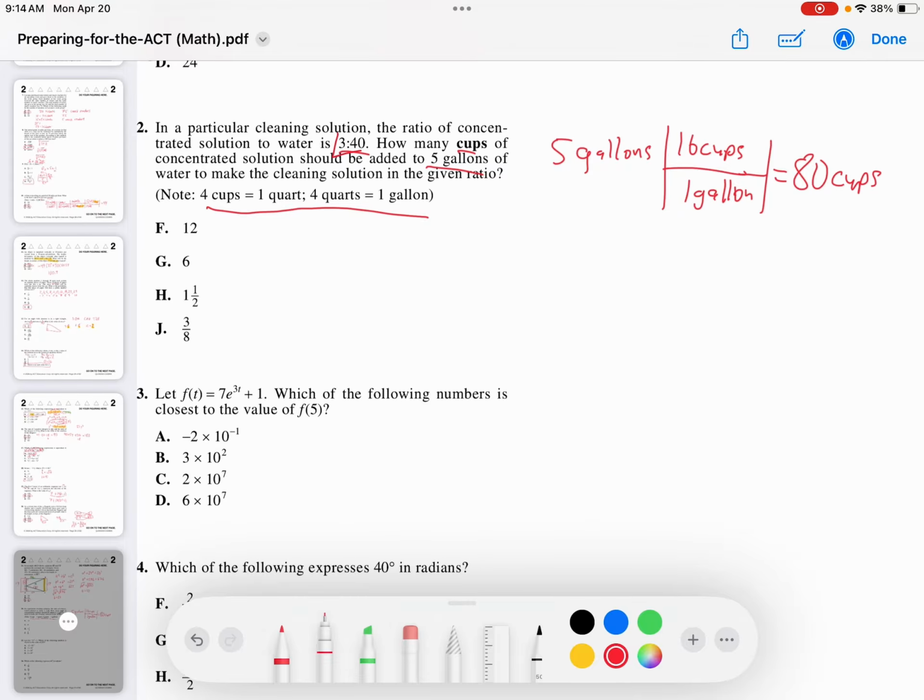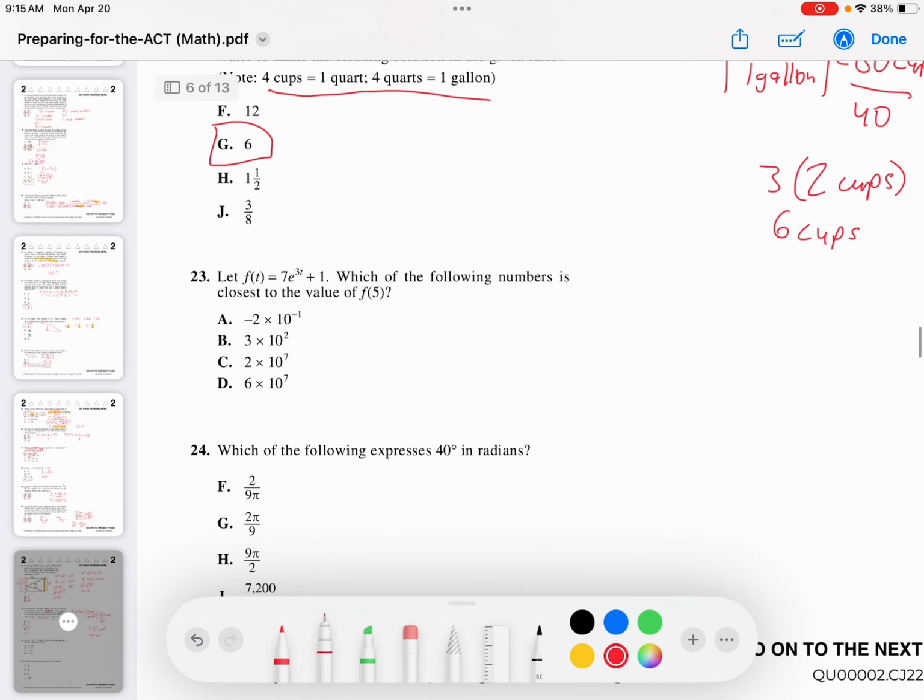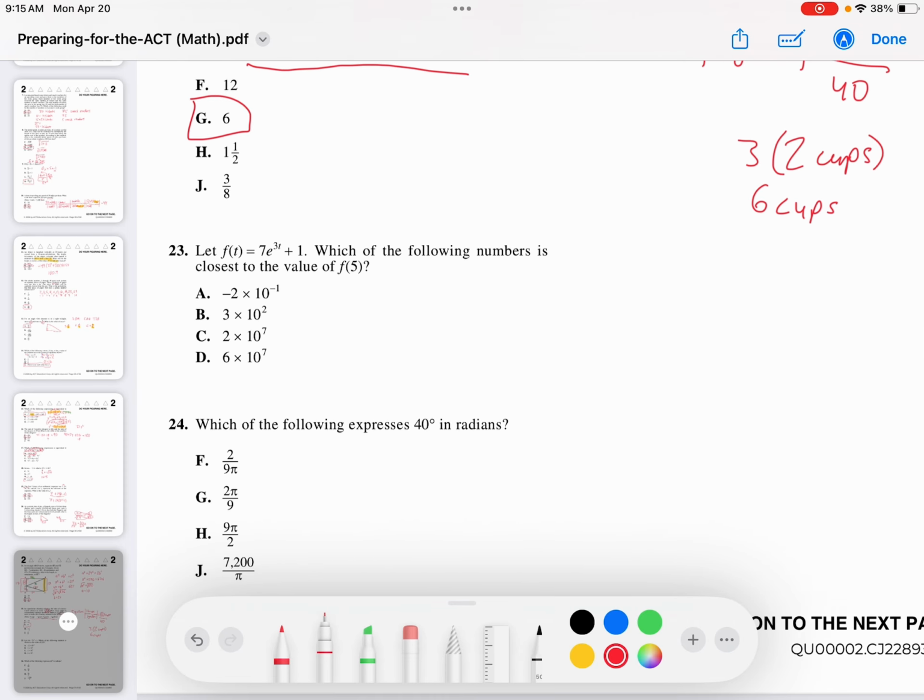The ratio says it should be 3 to 40. So if I divide 80 by 40, that would give me 2 cups. But I need 3 for every 40, so I'll multiply that by 3, and that would give me 6. So that should be G.